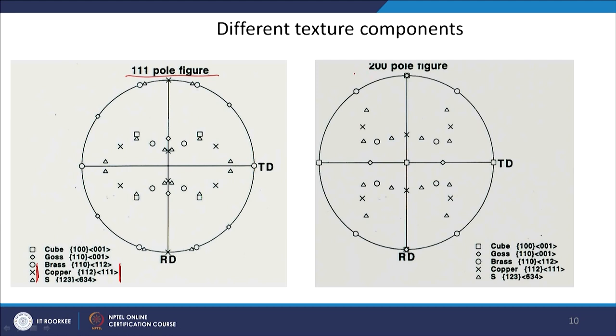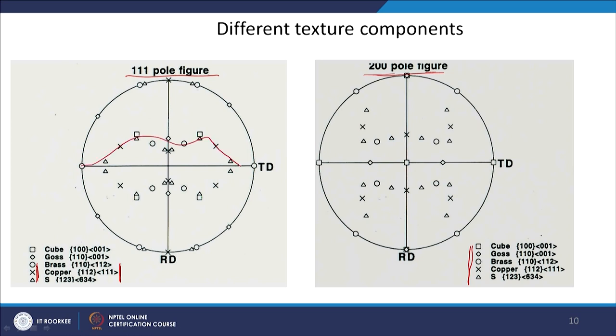If you plot the 200 pole figure for the same orientations, okay, again the orientations are the same, but you can see that the arrangement has changed, obviously, because we are now looking at the 200 pole figure or the 100 pole figure, both will be parallel. So, this is how it will be depicted.